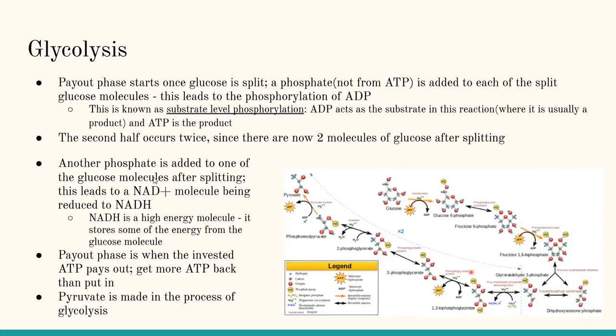Another phosphate is added onto one of the glucose molecules after splitting, and this leads to an NAD plus molecule being reduced to NADH. You can see that here where it goes from the two into the 1,3-bisphosphoglycerate, or sorry, I can't pronounce that very well. It is special because NADH is a high energy molecule. It stores some of the energy from the original glucose molecule.